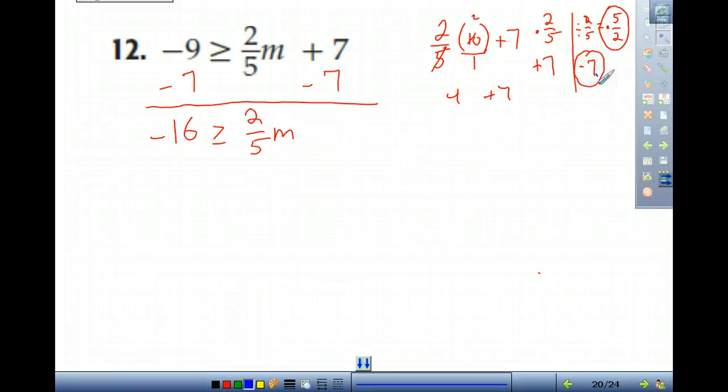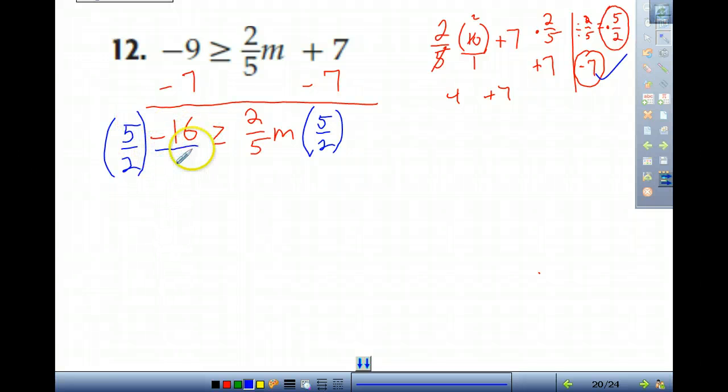Okay. Step 1 done. Next, multiply by 5 over 2. Multiply by 5 over 2 on both sides. Remember, we're multiplying a regular number by a fraction. Line up the tops. If you want to, you can do this. You don't have to.